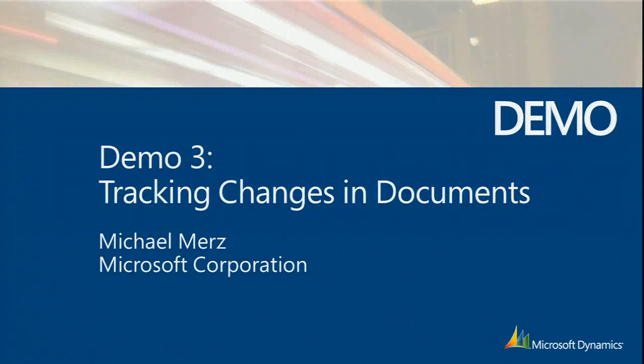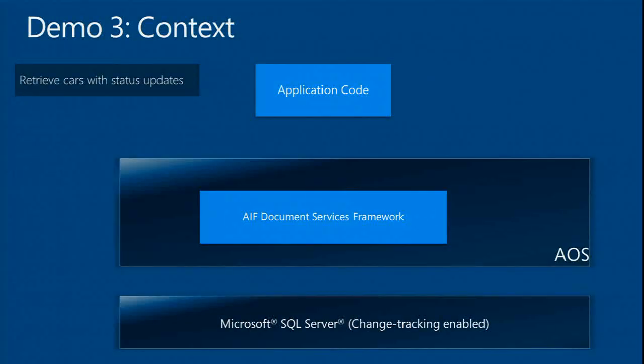Now, for the third demo, I just wanted to go really briefly over how you can track changes in Dynamics AX, specifically in documents. So this works only on document services as well. I'm going to use the same kind of tables that I had before. I'll show you that in one second. Essentially, if you want to track changes in a document, first off, you have to enable change tracking. You have to enable it in Dynamics AX, and that is documented how to do that. You also have to enable it in SQL Server, because what we do essentially is we leverage the change tracking in SQL Server.